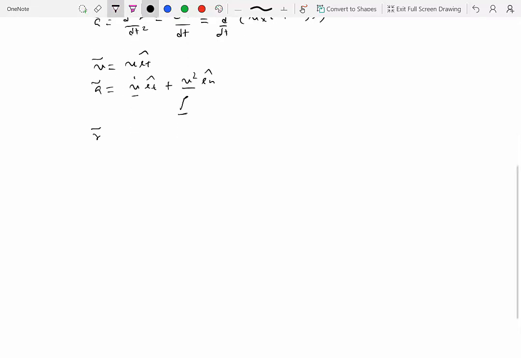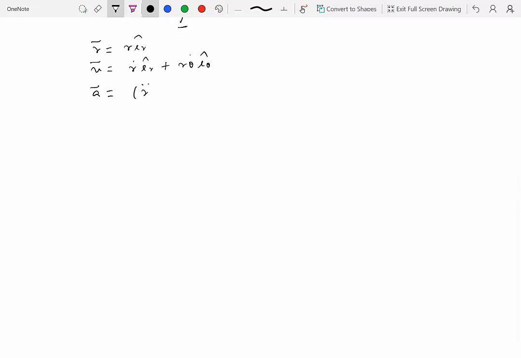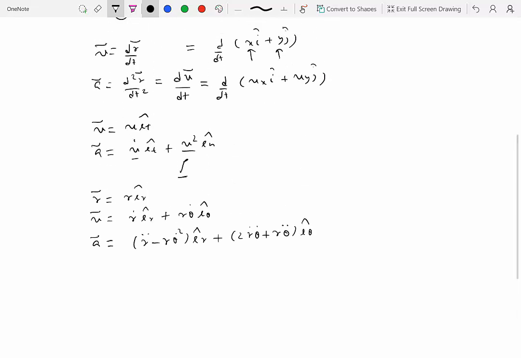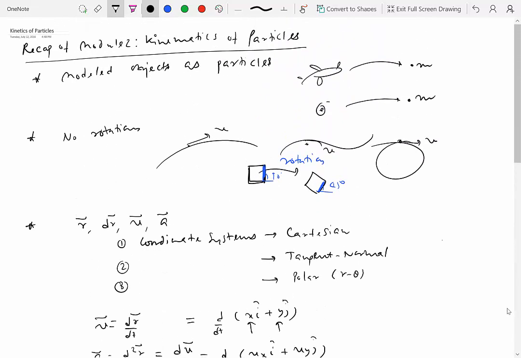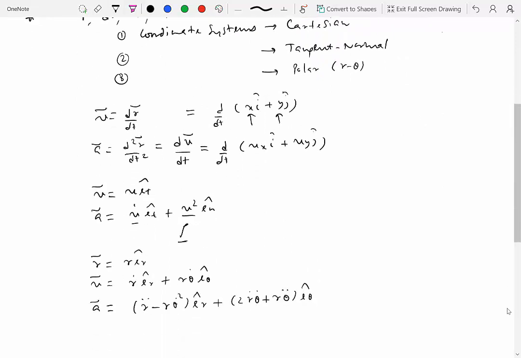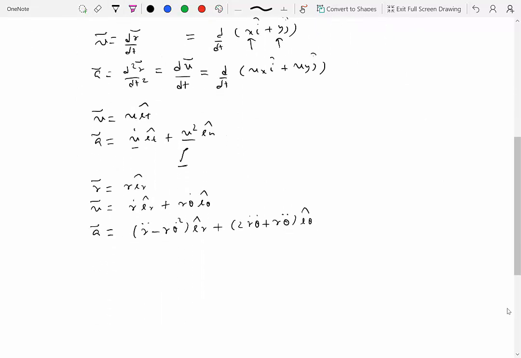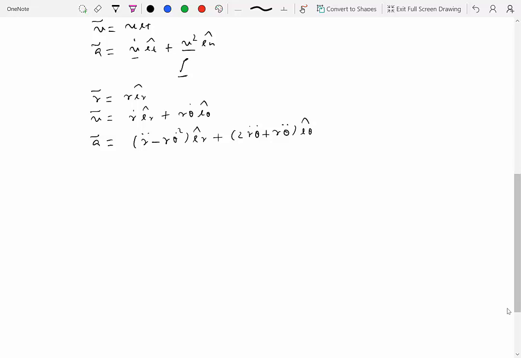In the polar coordinate system, our starting point was the position vector, which was given as r er hat. Velocity was obtained as r dot er hat plus r theta dot e theta hat, and acceleration was a long expression: r double dot minus r theta dot square, times er hat, plus 2 r dot theta dot plus r theta double dot, times e theta hat. That, in summary, is what we discussed in module 2. If you remember this much, you actually remember everything that needs to be remembered about module 2, kinematics of particles.